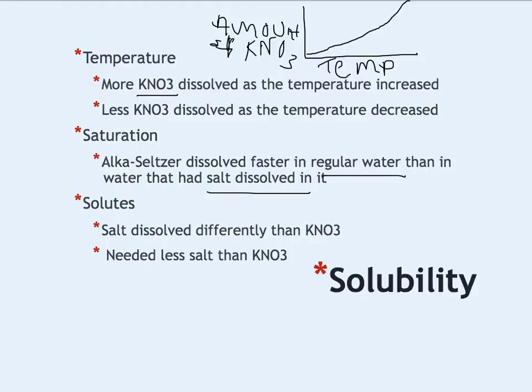Last one is just the actual solute itself. So when we were doing the potassium nitrate experiment, salt dissolved a lot differently than potassium nitrate. You just had a different amount of salt that was needed. It was the same idea that as the temperature increases, you're able to dissolve more salt. You just needed less of it. So make sure you look over those data tables again just to familiarize yourself. Temperature increases, the amount of a solute also increases. Temperature decreases, the amount of the solute needed also decreases.